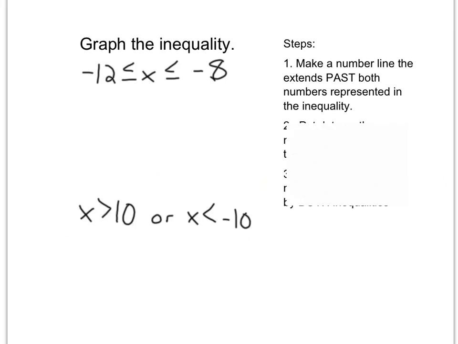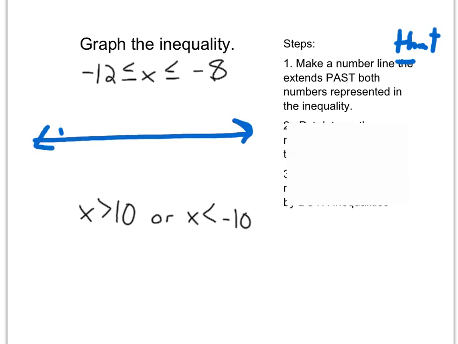Now we need to know how to graph compound inequalities. Again, this is really like graphing two inequalities in one. So your step number one is to make a number line that extends past both numbers representing the inequality. My lowest number is -12, so I've got to go one number past that. And my highest number is -8, so I've got to go one number past that. So my number line is going to go from -13 to -7. So here's -12, -11, -10, -9, -8, and -7.